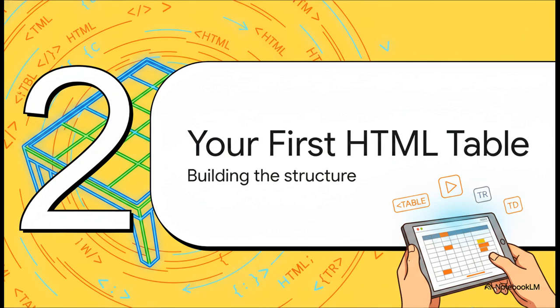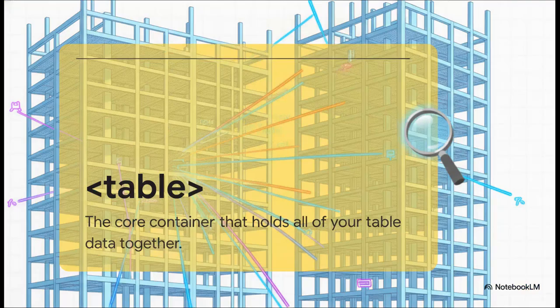Section 2, your first HTML table. Building a table in HTML is honestly a lot like constructing a building. First, you need your scaffolding, right? And that scaffolding is the table tag. This is your core container. You open it, you close it, and absolutely everything else, your data, your rows, your headers, has to go inside these two tags. It's what holds the whole shebang together.